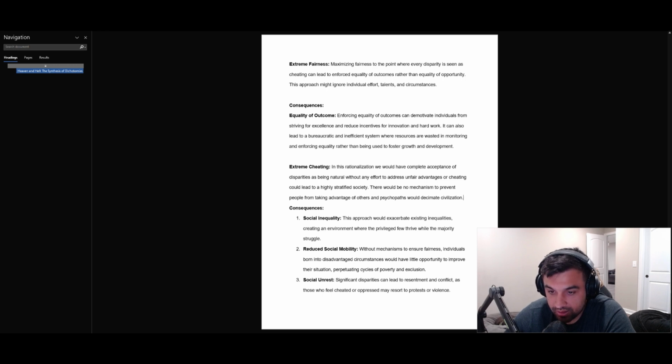So it leads to a highly stratified society. There would be no mechanism to prevent people from taking advantage of others, and psychopaths would decimate civilization, which is exactly what happened in both of those cases. Like, Stalin was his own type of psychopath, whereas Hitler was their own.